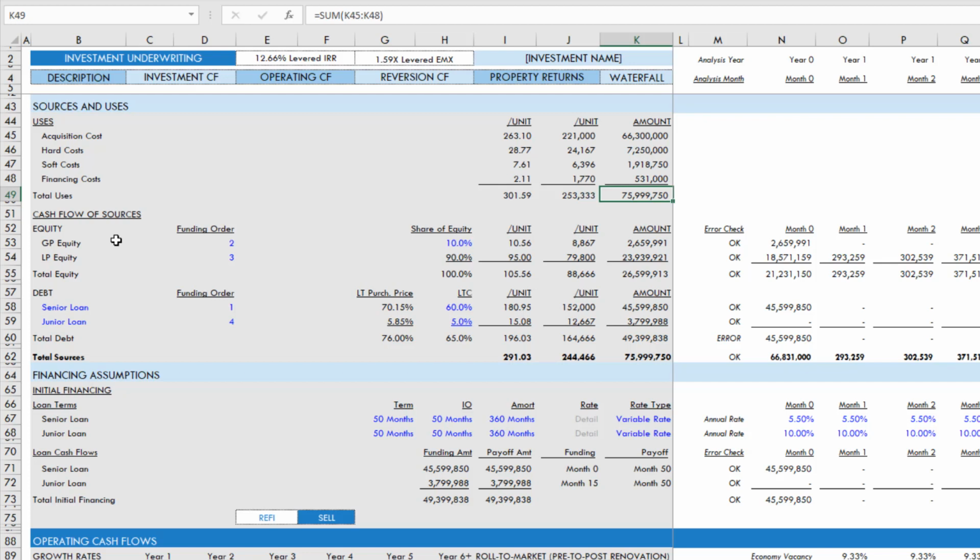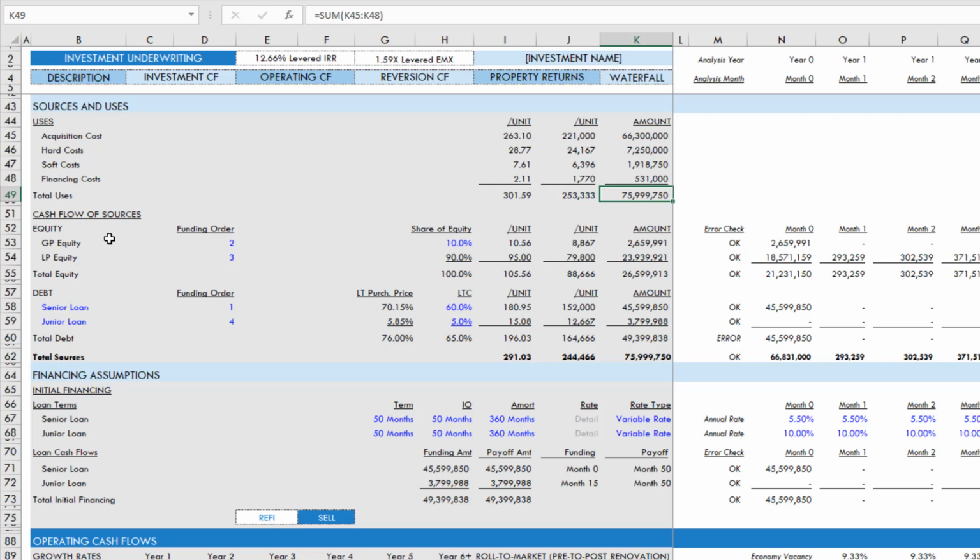And then once the property is stabilized, meaning all of the renovations are complete and we have a new value for the property based on some increase in rents and greater efficiency of the property, we're actually going to take out the existing debt and refinance that debt with permanent debt. And I'll show you how to do that using this tool.